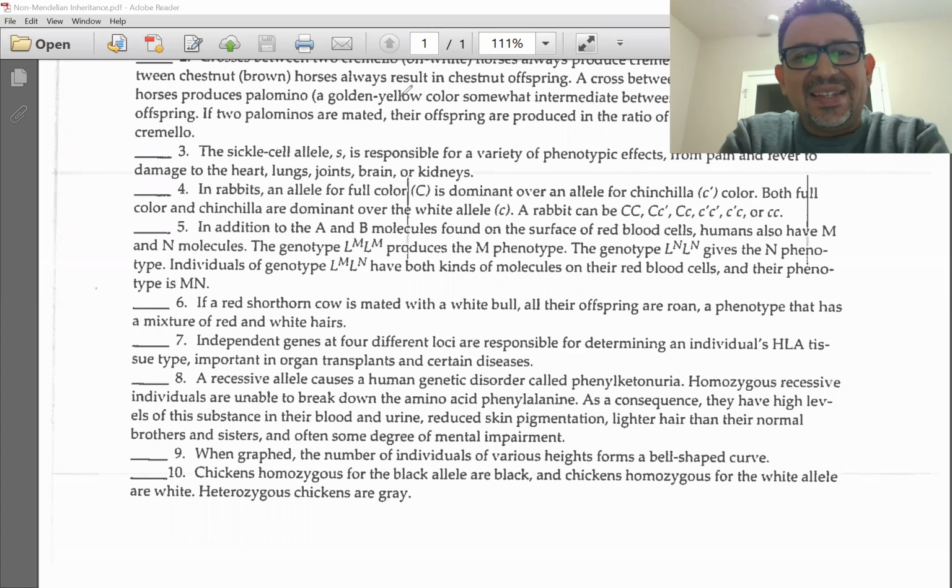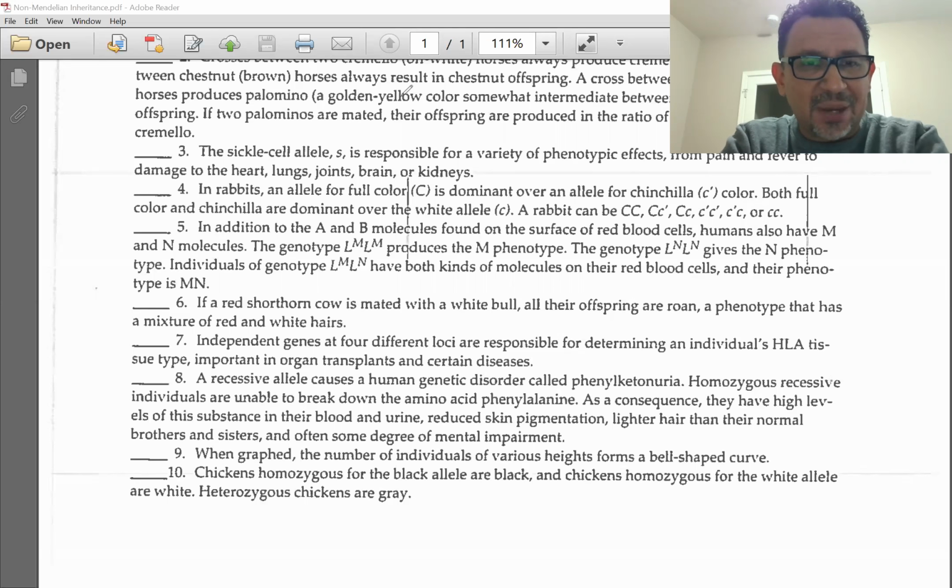I like this one. It says that a red cow is mated with a white bull. So let's just focus on the colors here. The red short-horned cow, and so let's just focus on the red part with a white bull. And it says here that all of the offspring from this cross are roan, and it is explained here what roan is. It says that roan is a phenotype that has a mixture of red and white hairs.